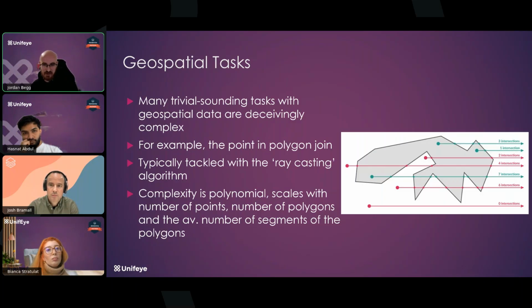Simple in theory, but the complexity is polynomial and scales with the number of points, the number of polygons, and the number of segments of the polygon. So if you have a lot of points and a lot of polygons and a lot of segments, then performing this spatial join can become quite a big problem pretty fast. So we need more efficient ways of solving these problems, which we'll see soon. So yeah, the next slide is about spatial indexing.